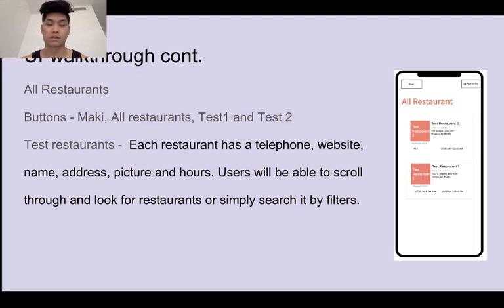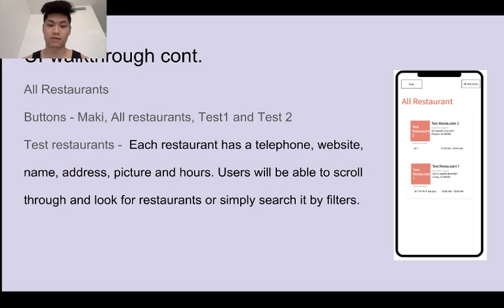As for buttons, we have Maki and All Restaurants, which is the exact same placement as the homepage buttons. Then we have the buttons Test 1 and Test 2, which allow users to click into them and actually look into the restaurant and look at their menus and pictures and things like that. Each test restaurant will have their own telephone, website, name, address, picture, and hours.